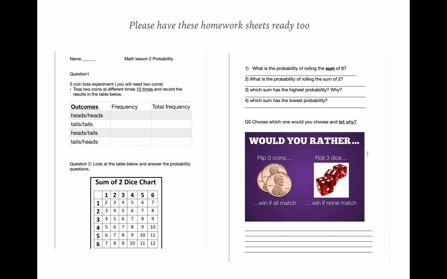Would you rather flip 3 coins? You will win if all of them are the same, so it will be tails, tails, tails, or heads, heads, heads. Or would you roll 3 dice and get 3 different numbers? Which one would you choose? I want you to think about probability, and I want you to tell me why you would choose either of those. Okay, and take a picture of your homework and send it to my WeChat, please.